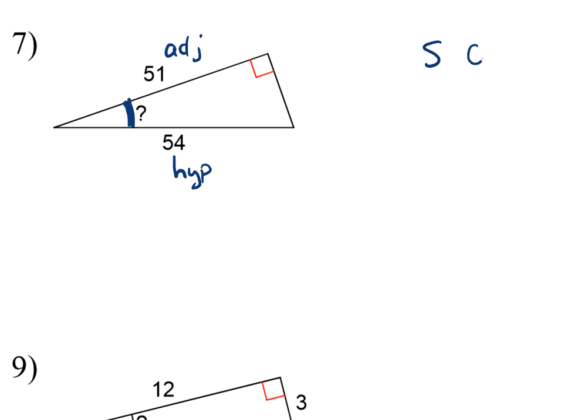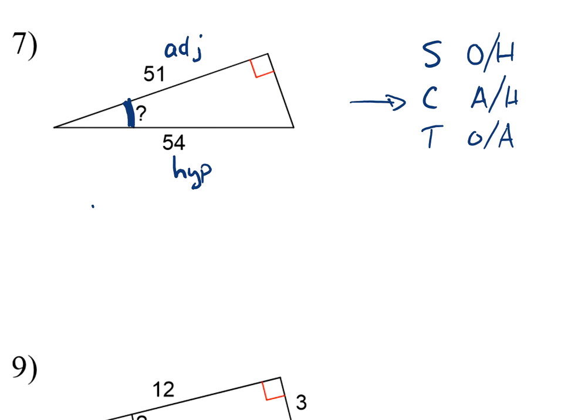The sine is the opposite divided by the hypotenuse. The cosine is the adjacent divided by the hypotenuse, and the tangent is the opposite divided by the adjacent. So I have hypotenuse and I have adjacent. That looks like I'm going to be using my cosine ratio.